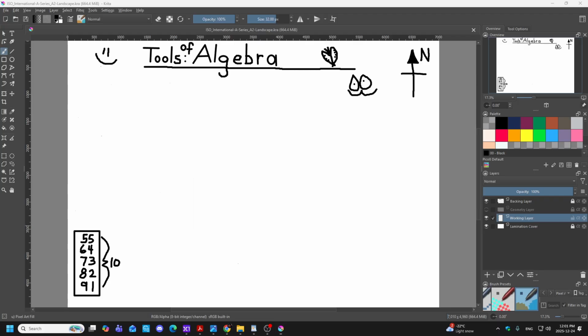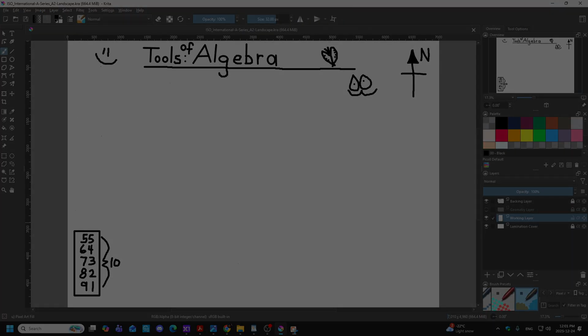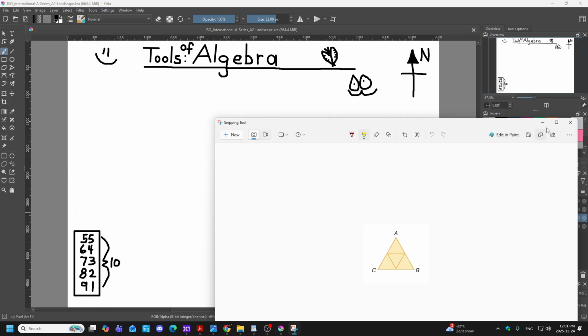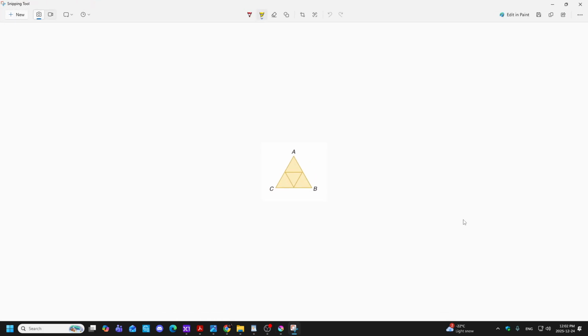Now let's do a quick problem as well. So let me share this image. Okay, here we go. You're going to need that. As you can see, they're all equilateral triangles. Okay, do take note. Equilateral. I'll give you a quick definition.